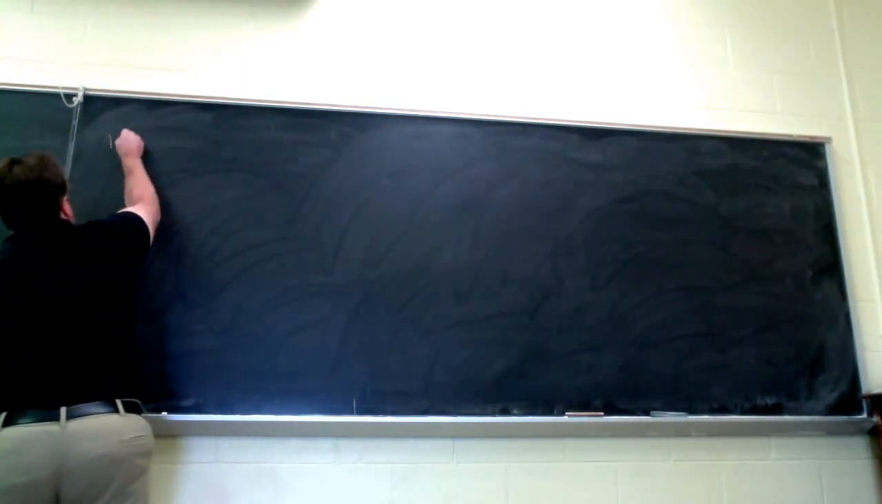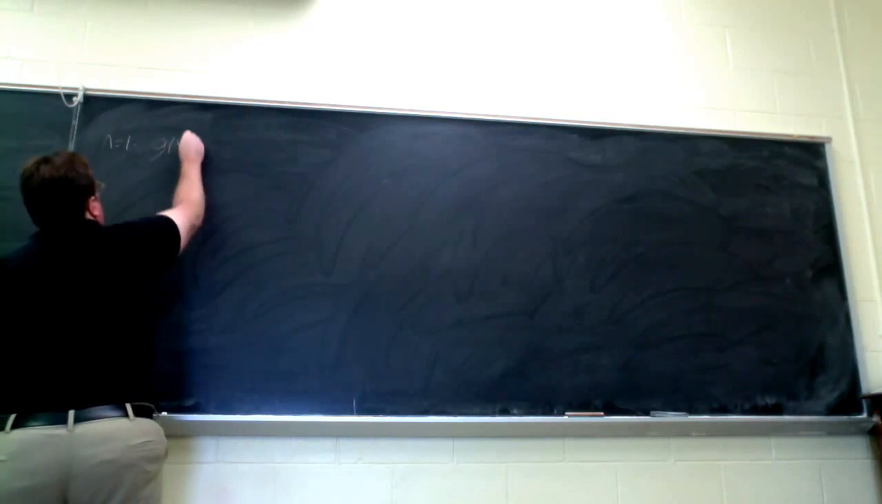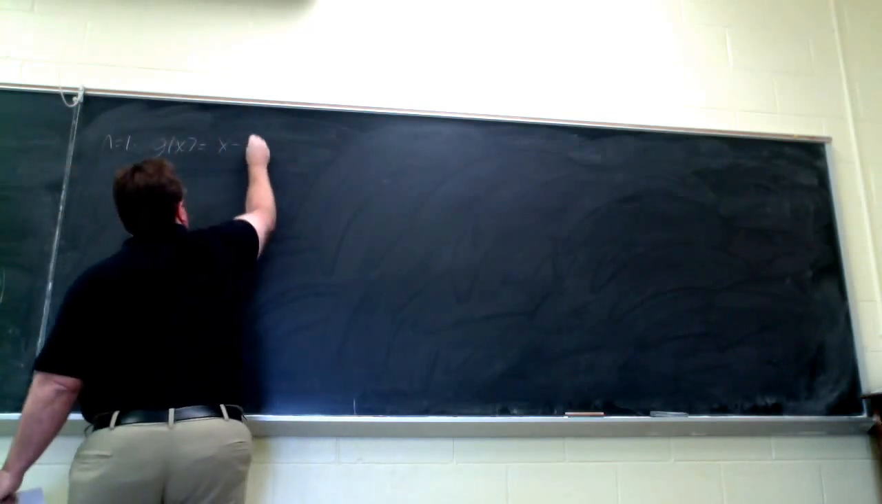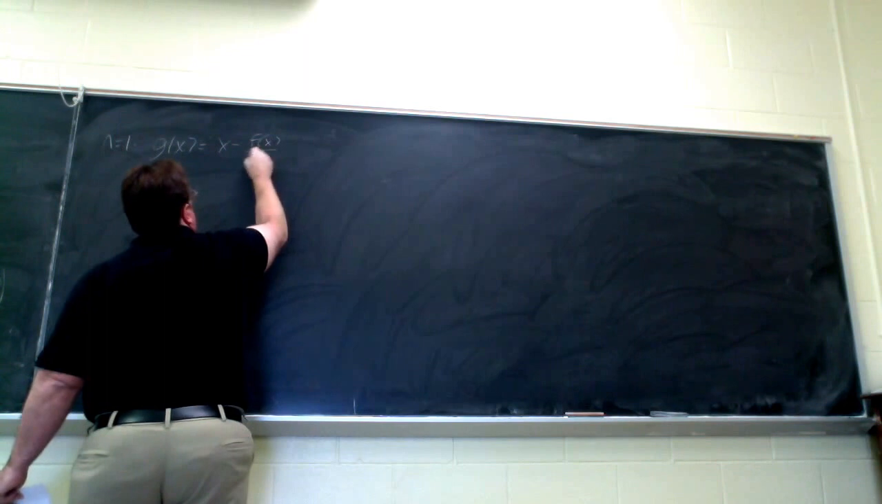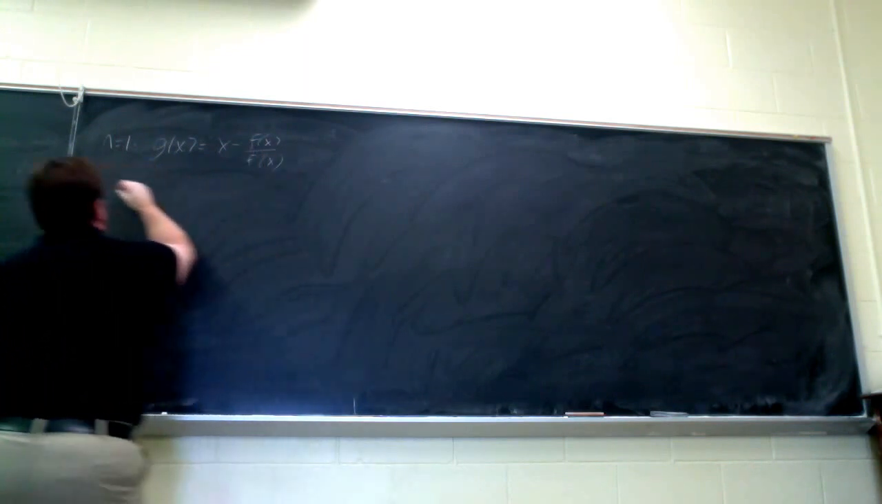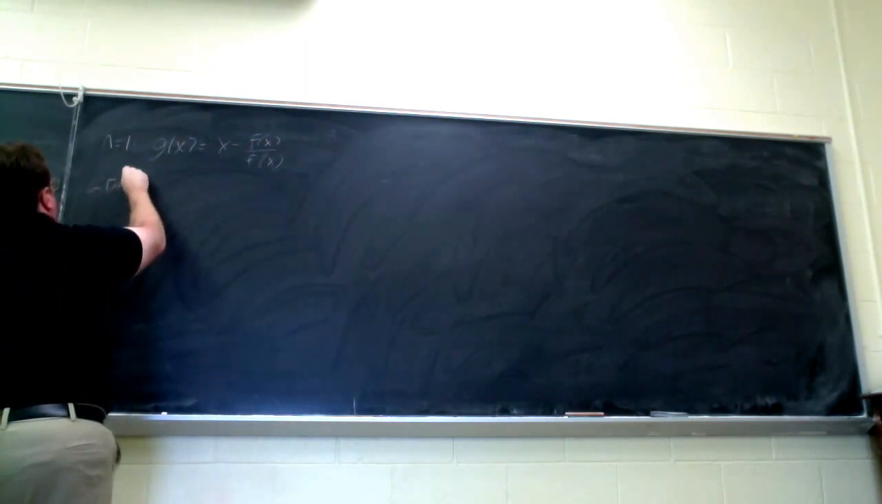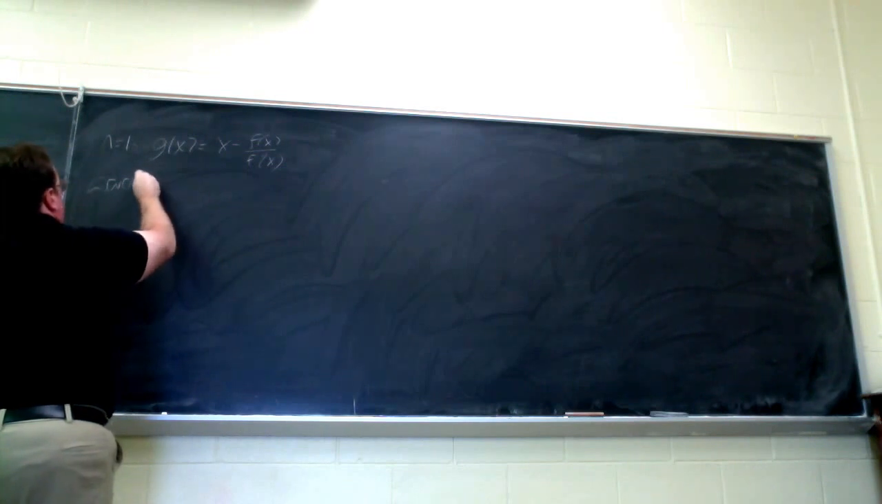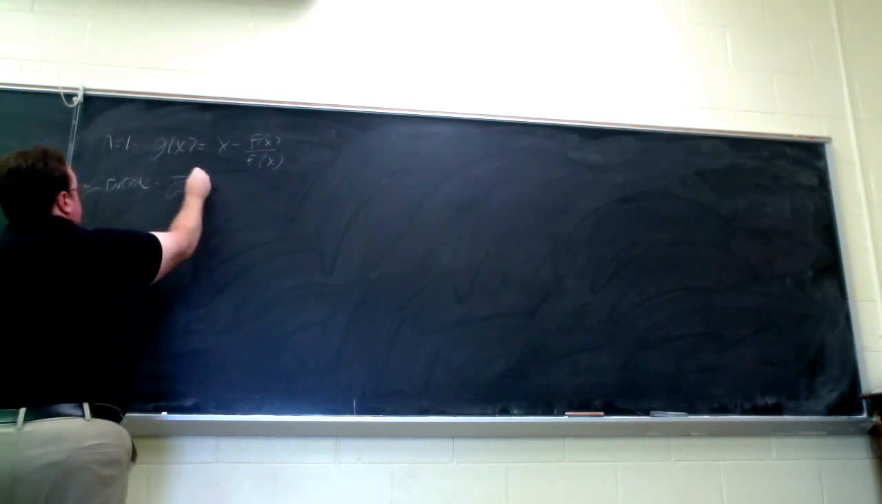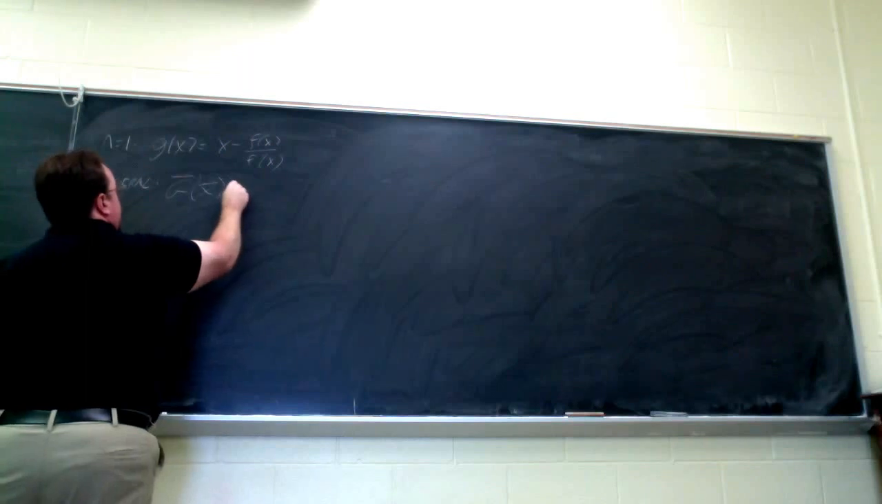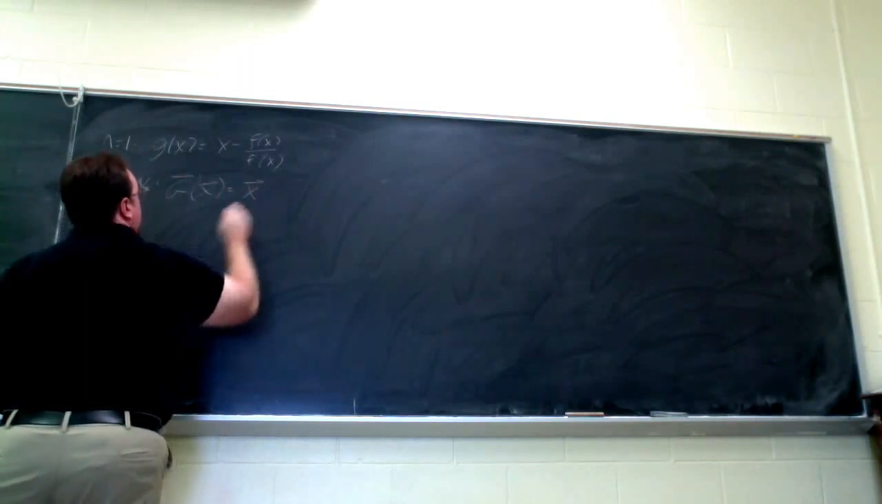So, in the n equals 1 case, our fixed point function is, as I wrote down earlier, x minus f of x over f prime of x. Now, for a general case, solving n equations and n unknowns, I'll define our fixed point function g of x.